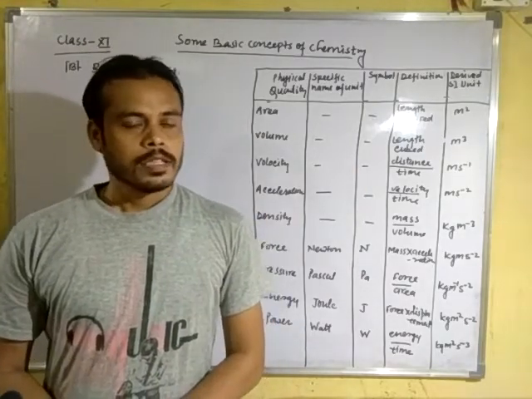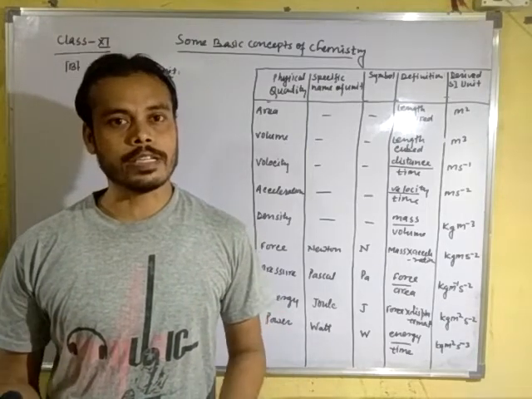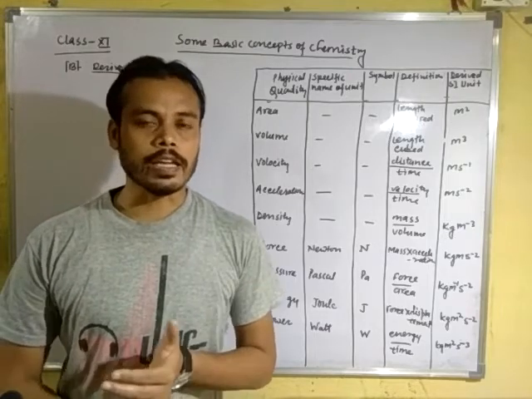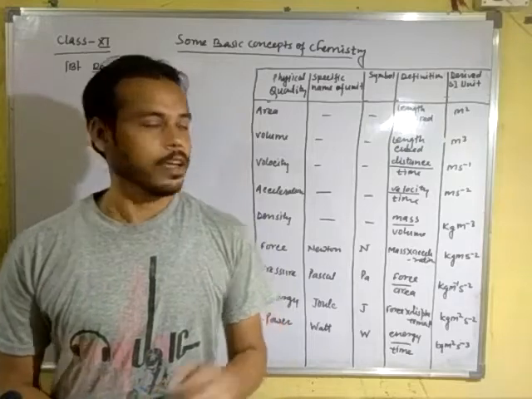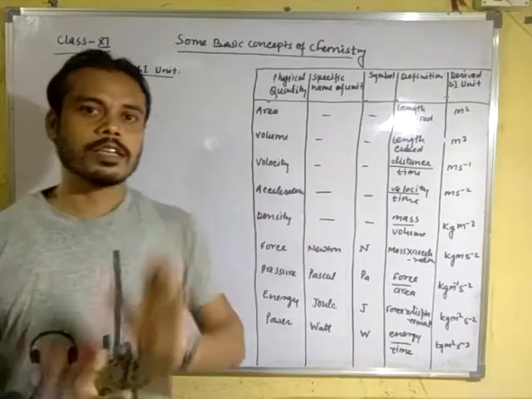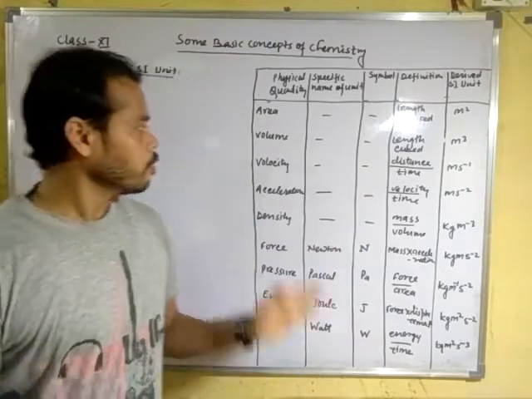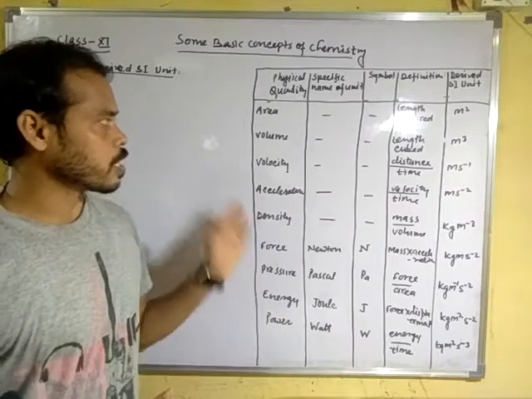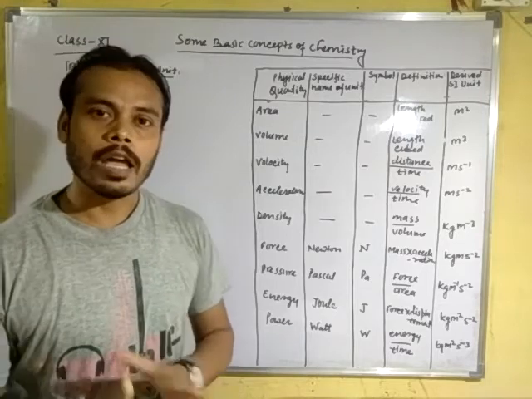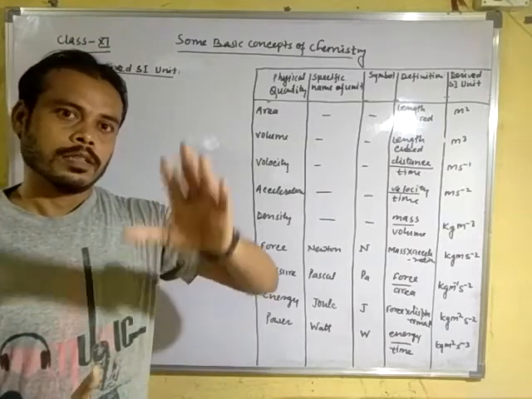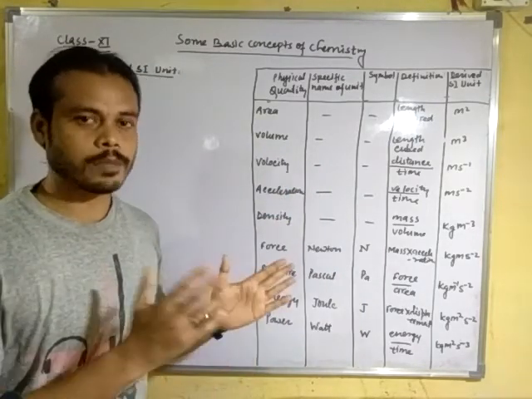Sometimes we have to find the unit of physical quantities like area, volume, velocity, acceleration, density, etc., which are not included in the basic SI units. So we will derive the unit of density, acceleration, velocity, volume, area, force, and pressure with the help of the basic SI units which we discussed in the last video.